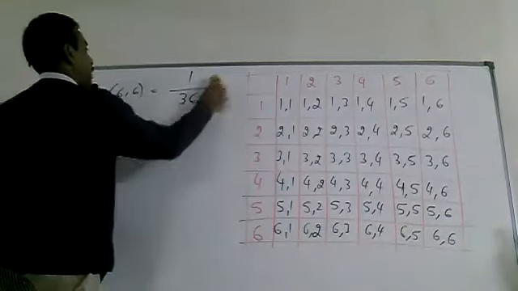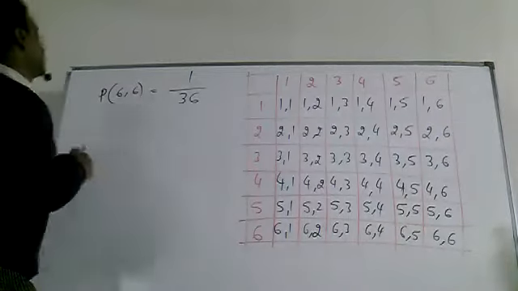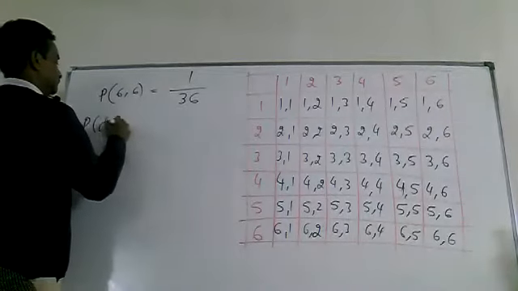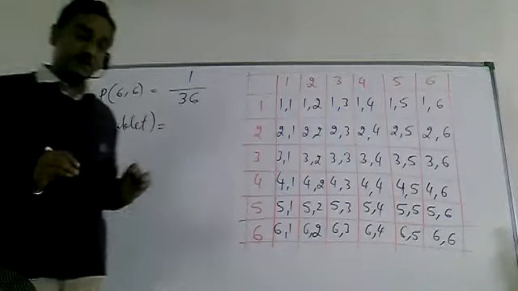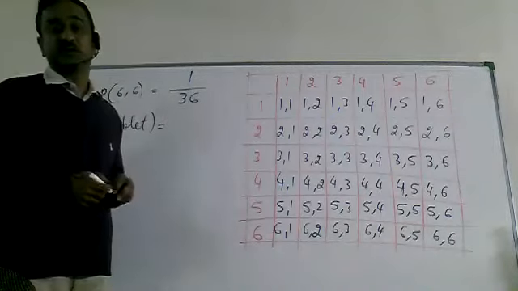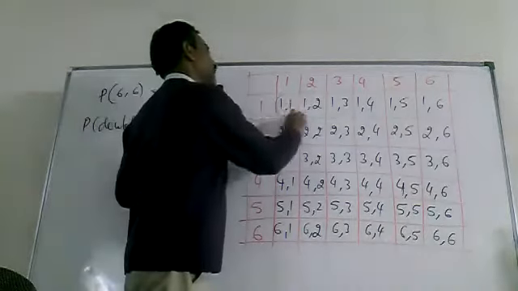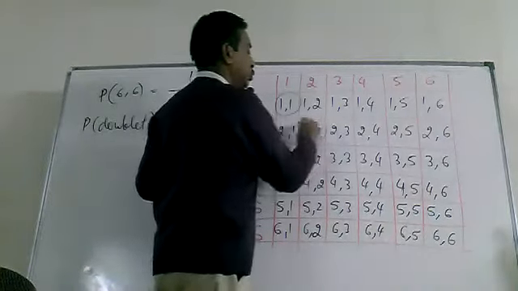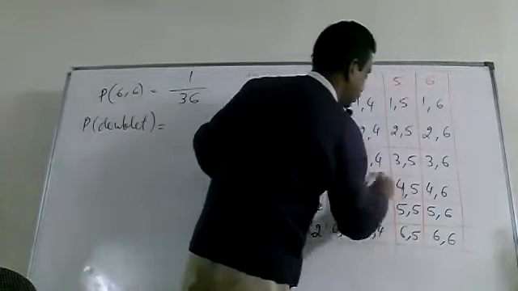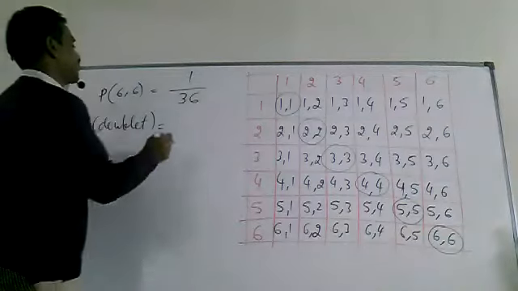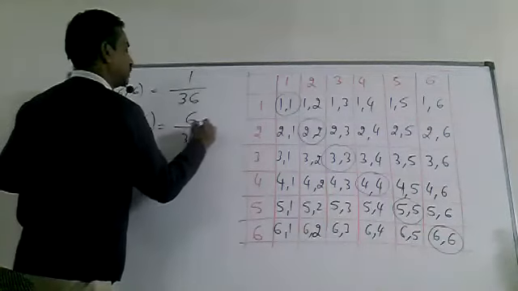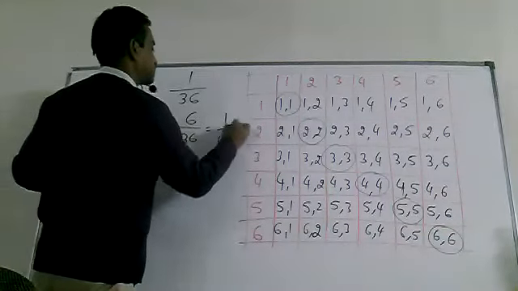Now let's discuss what will be the probability of a doublet. Doublet means you get the same number on both the dice. So you get 1 and 1, 2 and 2, 3 and 3, 4 and 4, 5 and 5, 6 and 6. So there are 6 favorable cases out of a total of 36. That's why the probability of a doublet is 1 by 6.